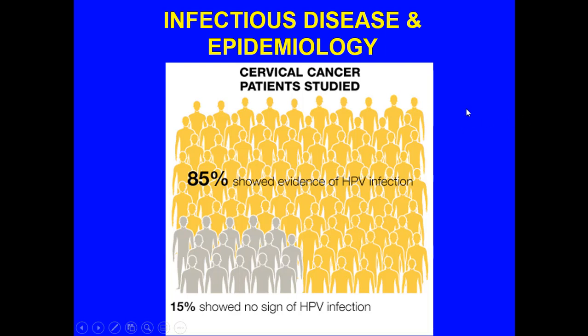Now, here's an example here. We have cervical cancer patients studied. 85% showed the evidence of human papilloma infection. 15% showed no sign of this. So this study, which basically took all of these individuals, found that there were some that had HPV, the virus, but very few did not have it. Now that raises questions. Are there other factors or other agents that might initiate the cervical cancer? So you can get a lot of questions started as well as answered in some of these studies.